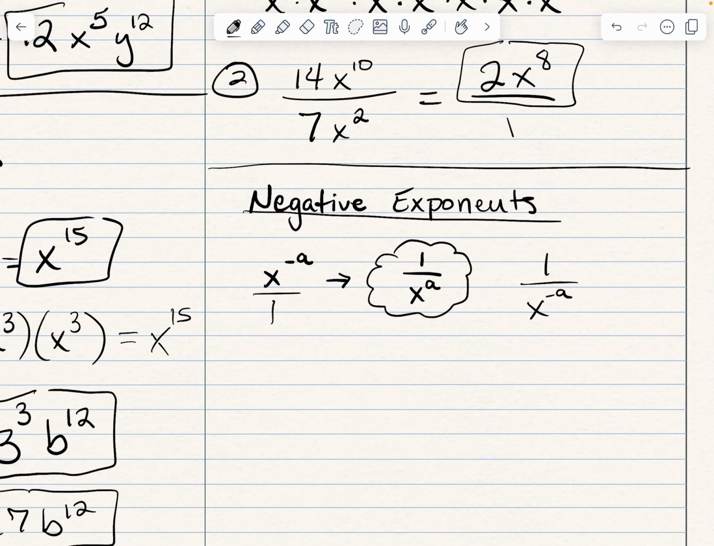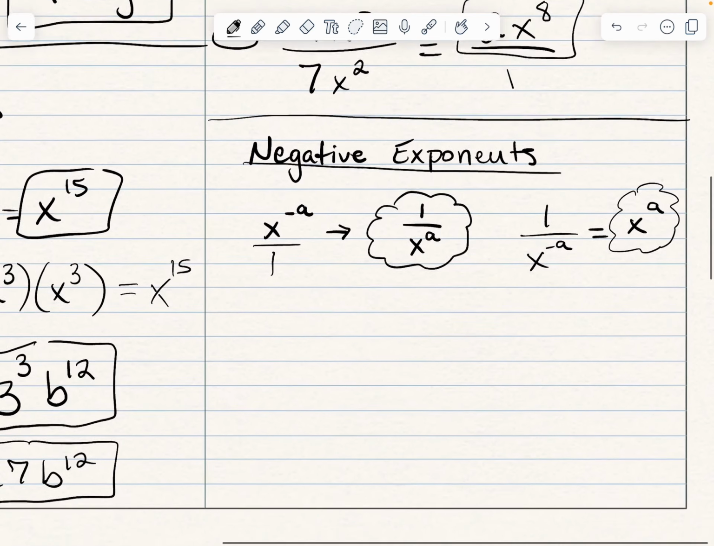It could be like this, guys. You could have a negative exponent in the bottom of a fraction. If that was the case, you would flip the exponent up to the top. So this would just be x to the positive a in the top of your fraction.